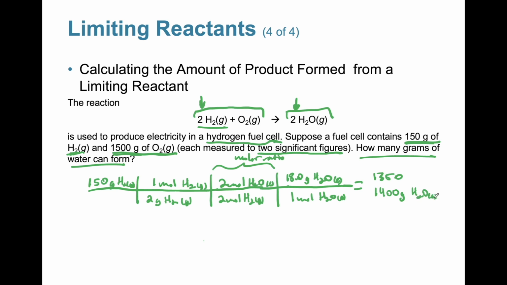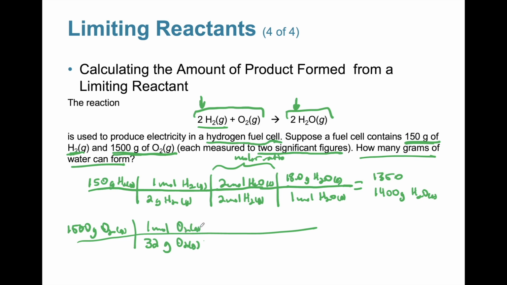Okay. So we did that with hydrogen. Let's do it with oxygen now. 1,500 grams of O2 gas now. Set up my fence post. And then for every 32 grams, I think, of oxygen gas, 32 because oxygen is 16 and there's 2 of them, I get 1 mole of O2 gas.